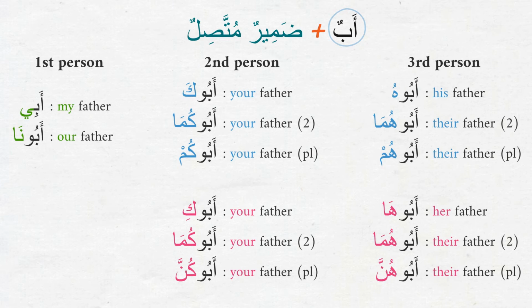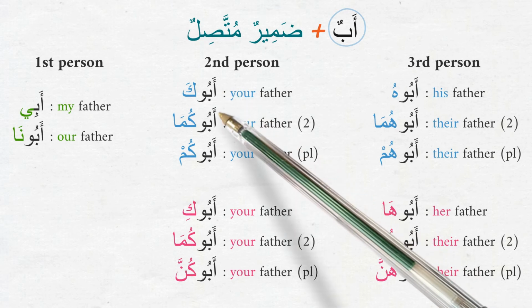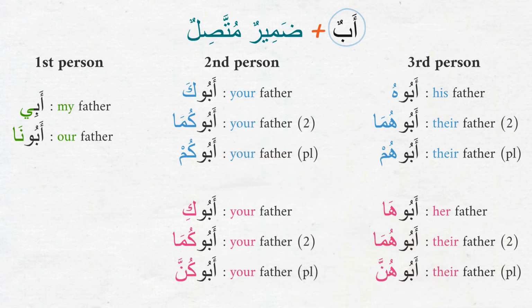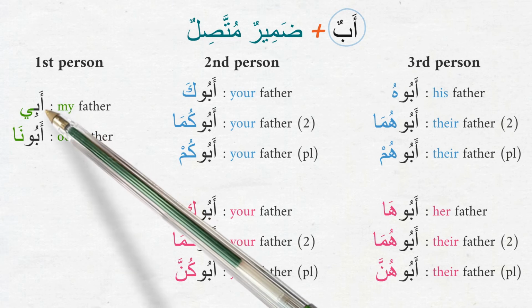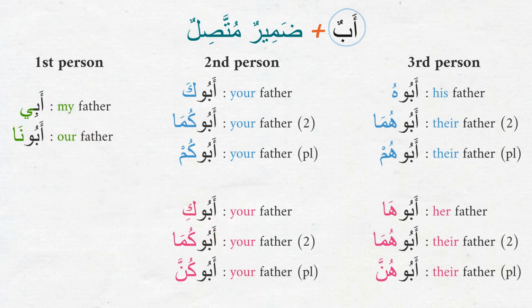Let's read them together. أبوه, أبوهما, أبوهم. أبوها, أبوهما, أبوهن. أبوك, أبوكما, أبوكم. أبوك, أبوكما, أبوكن. أبي, أبونا.